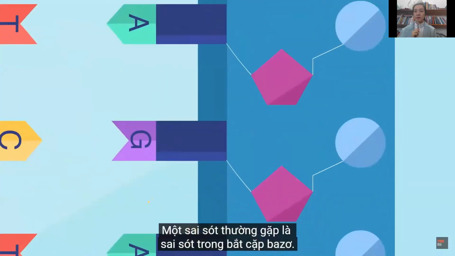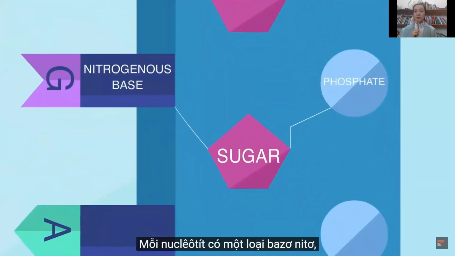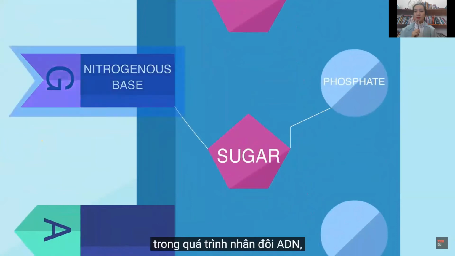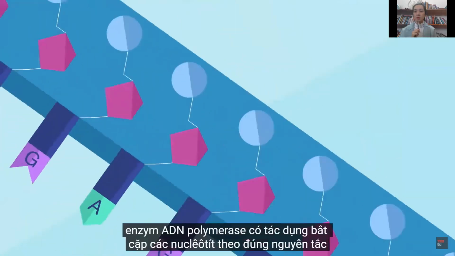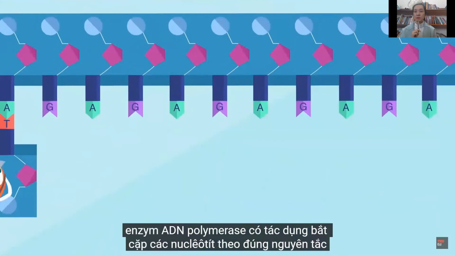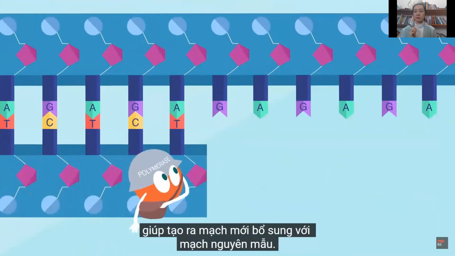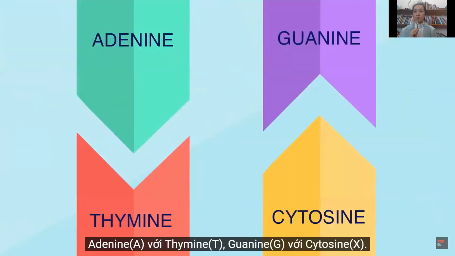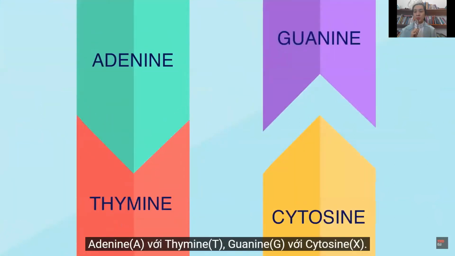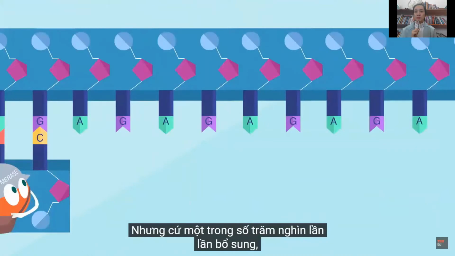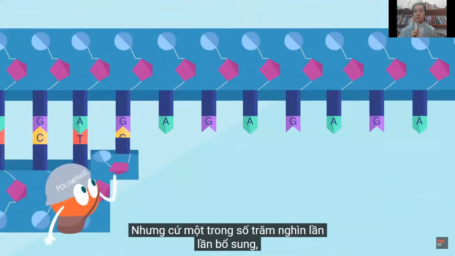One common error is base mismatches. Each nucleotide contains a base, and during DNA replication, the enzyme DNA polymerase is supposed to bring in the right partner to pair with every base on each template strand, adenine with thymine and guanine with cytosine. But about once every 100,000 additions, it makes a mistake.